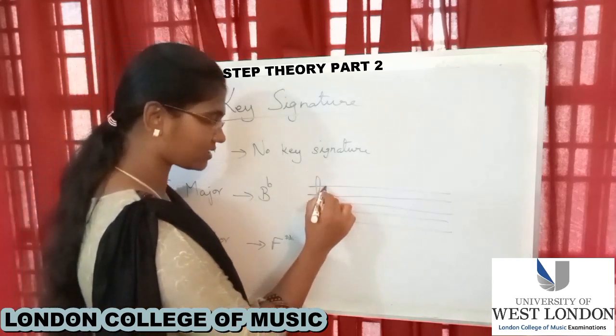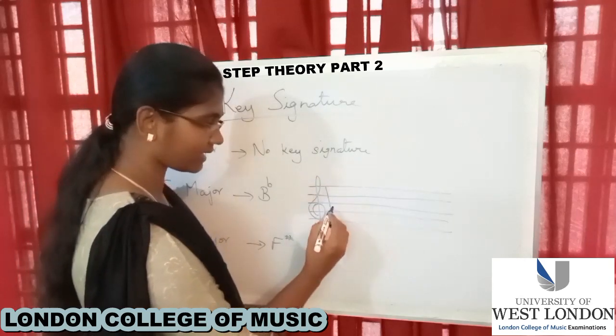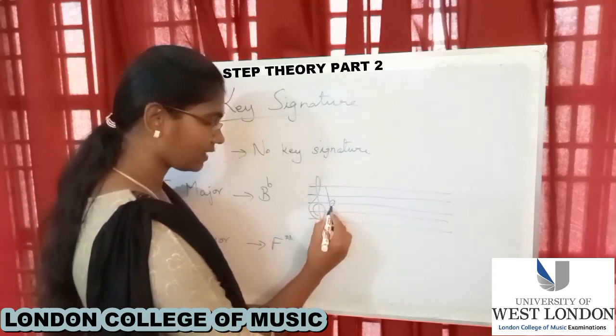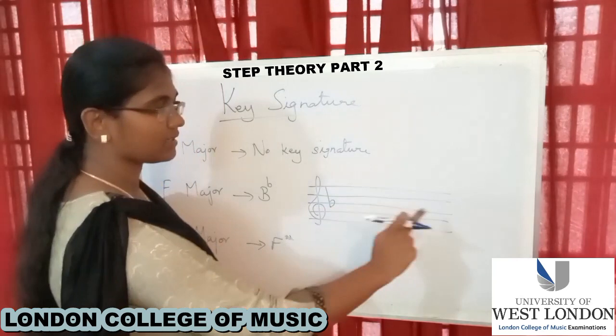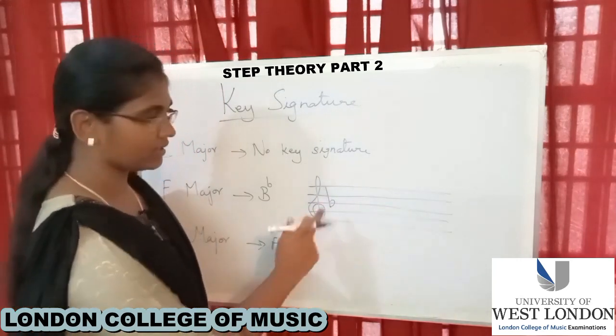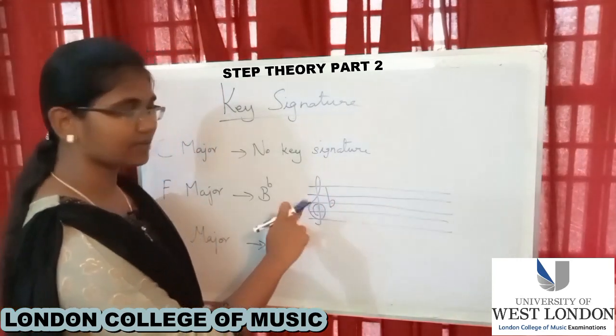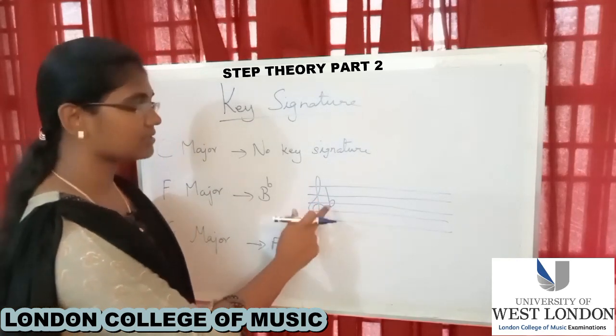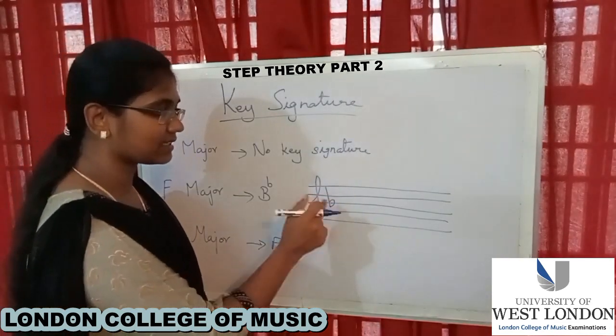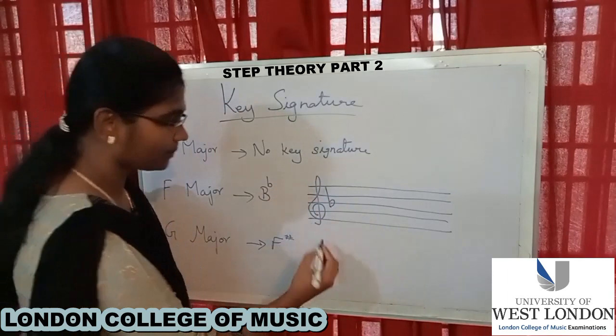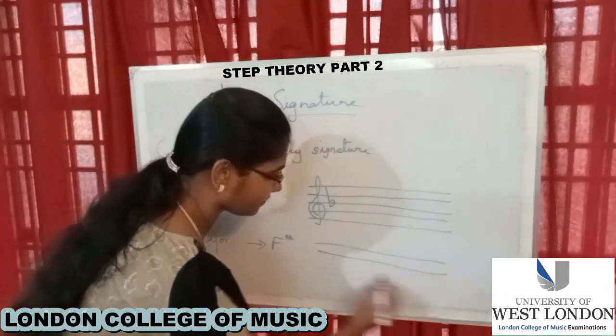We have to start from here, the fifth line, and then the center of the flat is on the third line. This is very, very important. Draw this, practice this clearly. This is B flat. This is called the key signature. Come to G major.